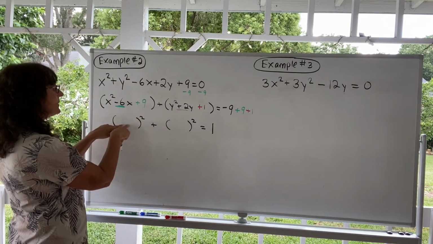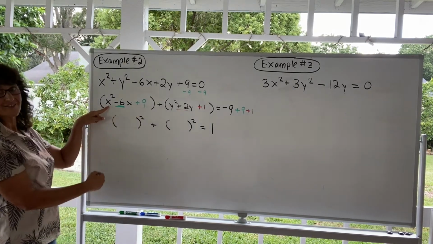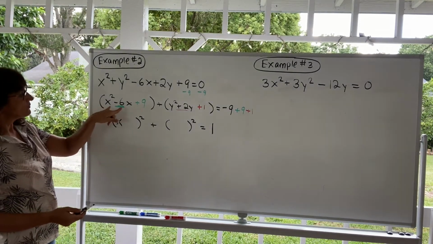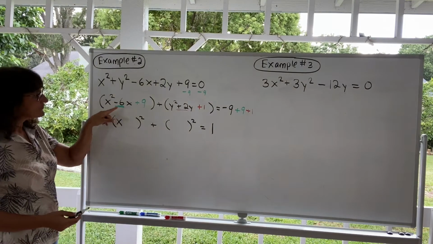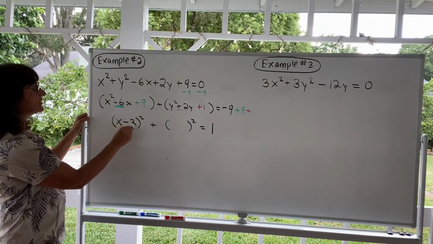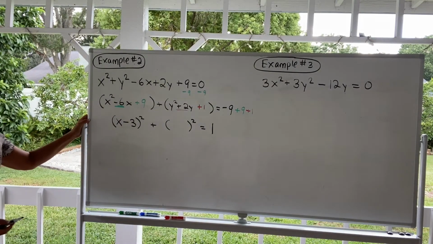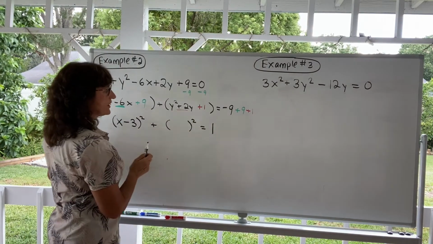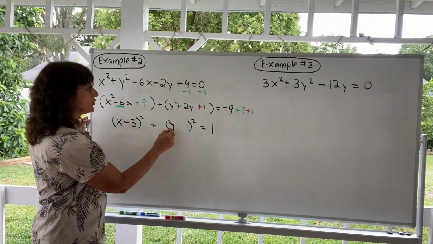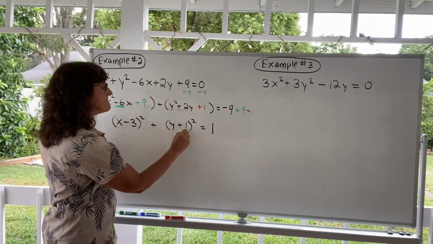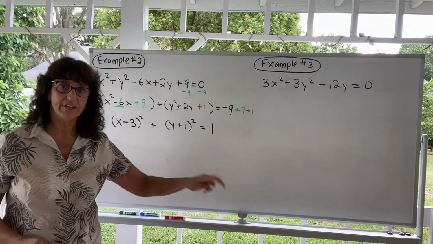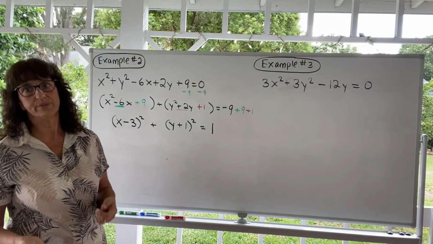Let's set up our binomials on the left-hand side. What binomial squared will achieve x squared minus 6x plus 9? Well, this is our x binomial, and what was half of b? Half of -6 was -3. That's what goes here. And then what binomial squared will achieve this trinomial? Well, this is our y binomial, and half of +2 is +1. So here we go, equation of the circle in just 2 steps.